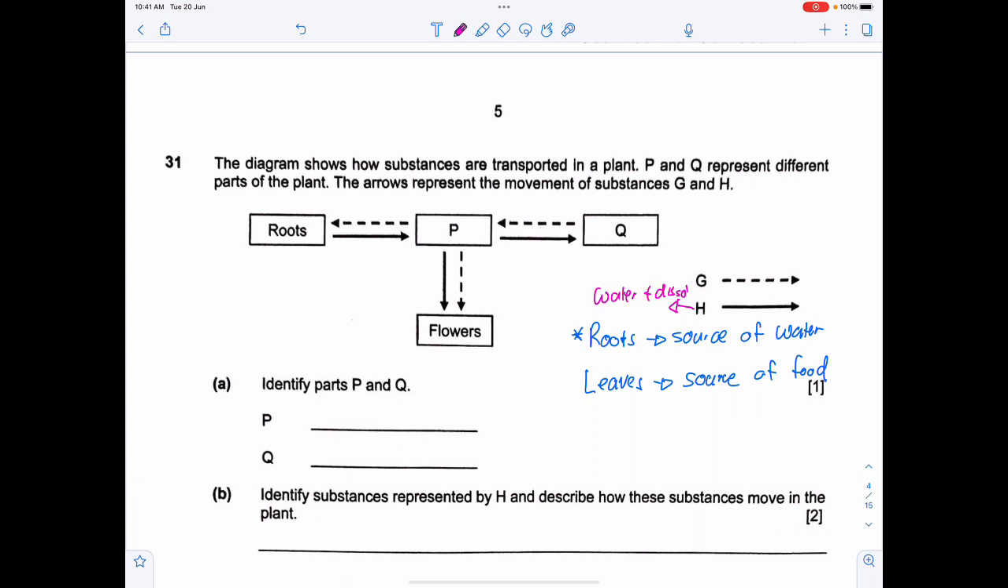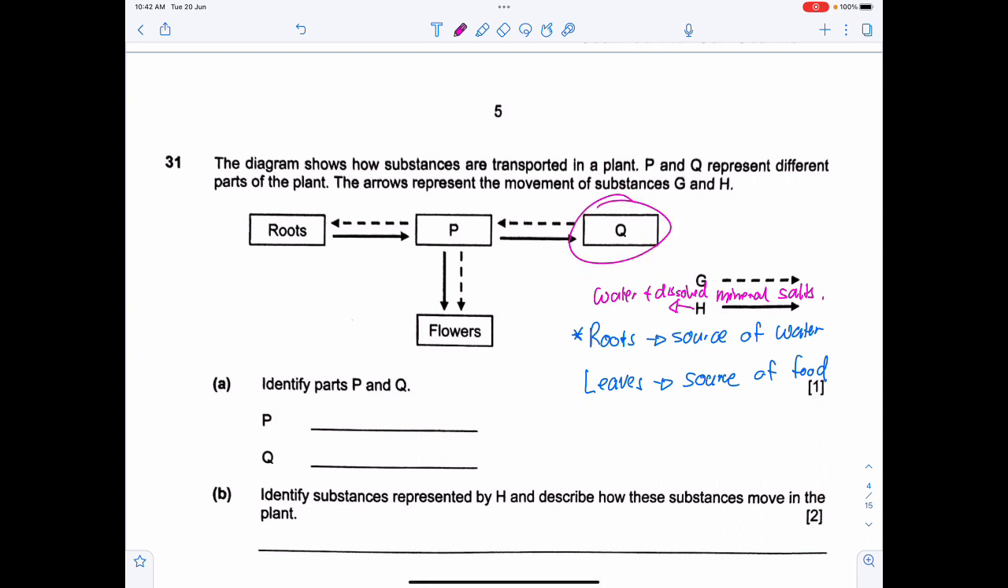Oh, by the way, just in case you didn't know, when you talk about transport of water, mineral salts need to be part of the answer. It is just not good enough to say that water is transported from the roots. You have to say water and dissolved mineral salts. Okay? Now, after that, what is G? You would realize that G is a dotted line and it originated from Q.